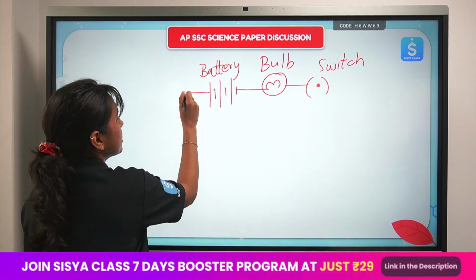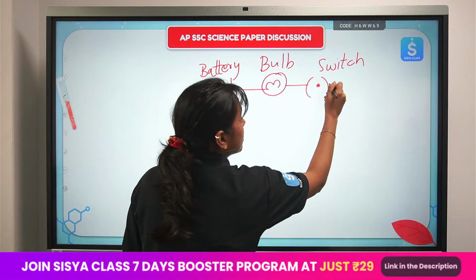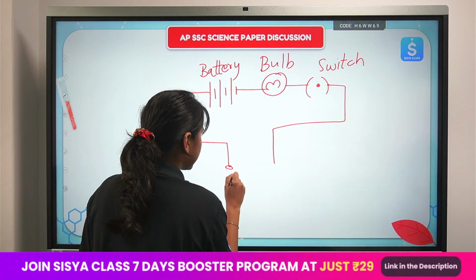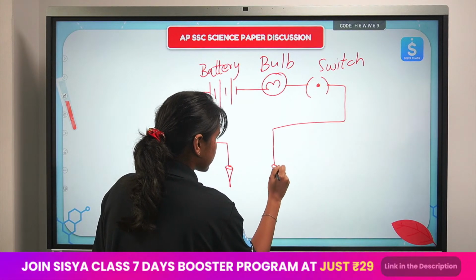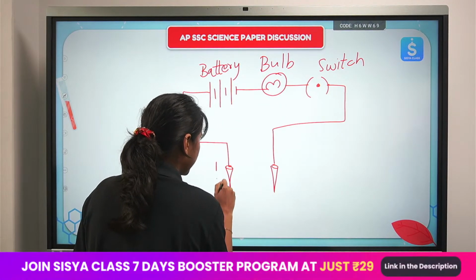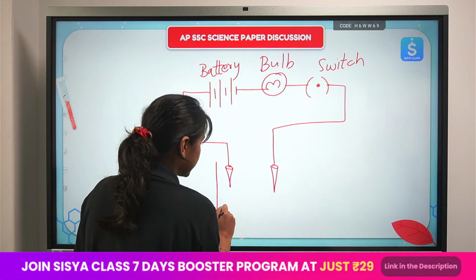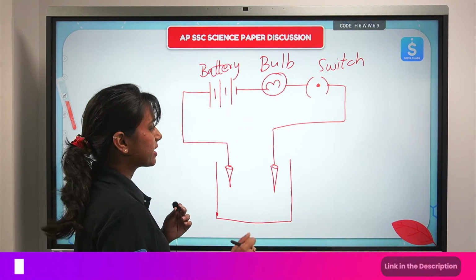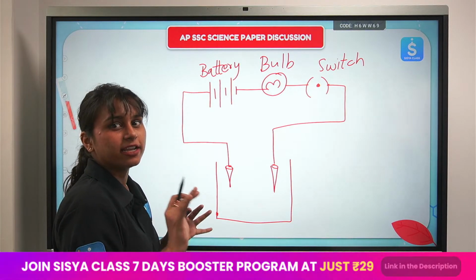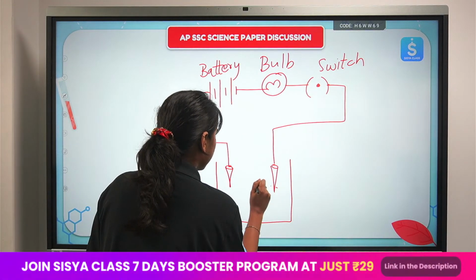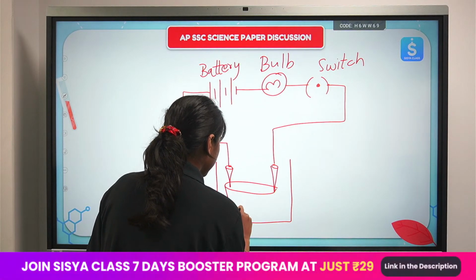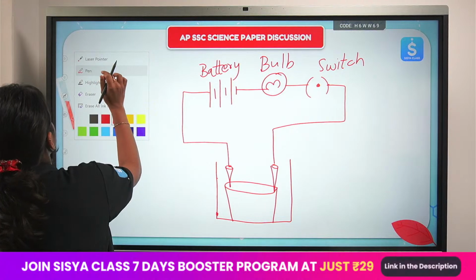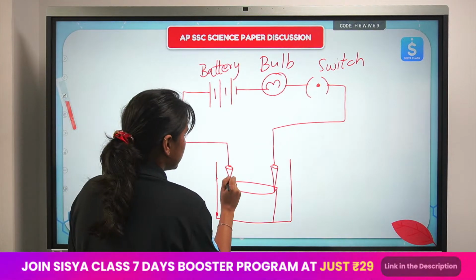And we have to make a circuit out of it with a conducting liquid. So we'll connect iron nails here. These iron nails will act as electrodes, and we will place them in a conducting liquid, like dilute sulfuric acid, and we'll make this cork here. This will be our rubber cork and there will be liquid in it.